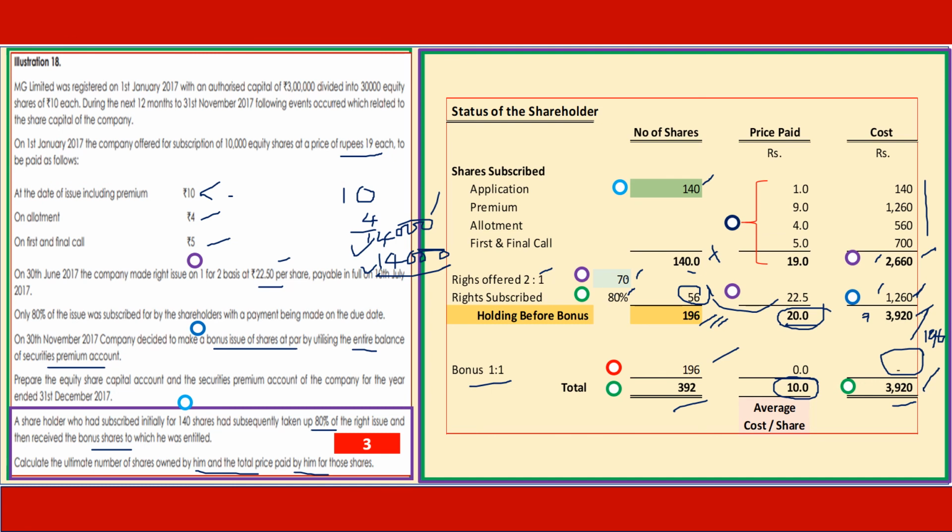Calculate the ultimate number of shares owned by him. The ultimate number of shares owned by him is 392, and the total price paid by him is 3,920. That brings the average cost to rupees 10. This is answering the third part of the question asked.